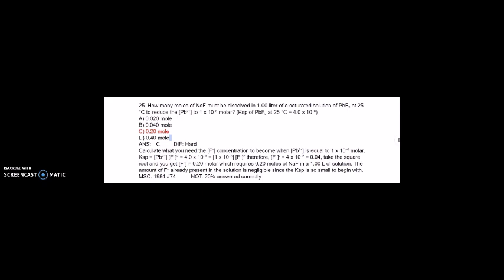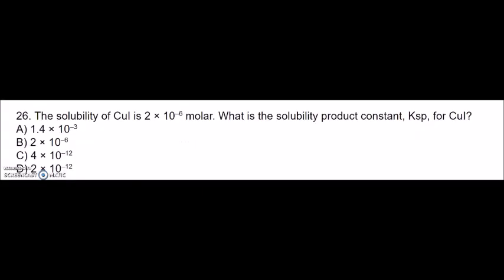Stay tuned for more. Number 26 is asking the solubility of copper iodide. Copper 1 iodide is 2 to the power of -6 molar. What is the KSP, or solubility product constant, for copper iodide? This is hopefully a little bit easier than 25. Pause the video, do a little jotting math, mental math, come back for the answer. So 26 is a lot easier. It's classified as a medium problem.